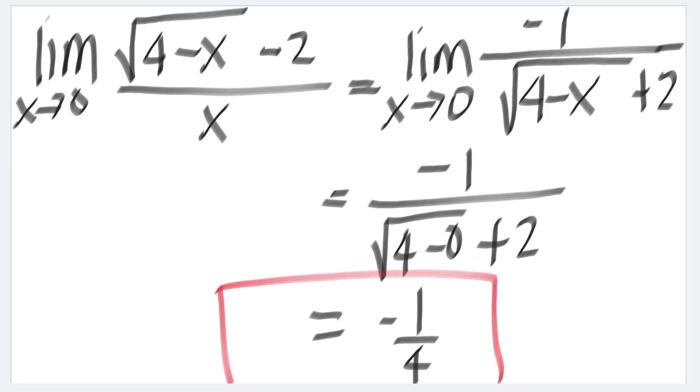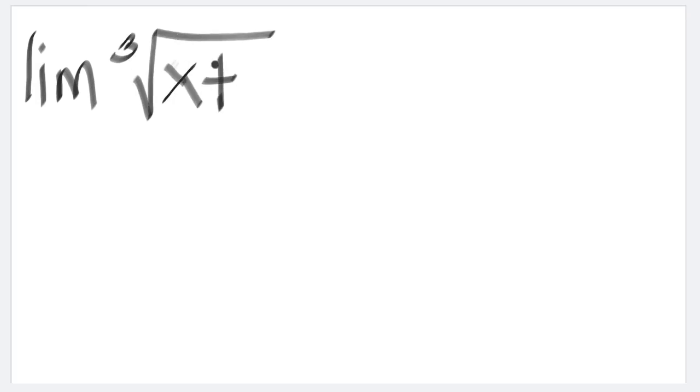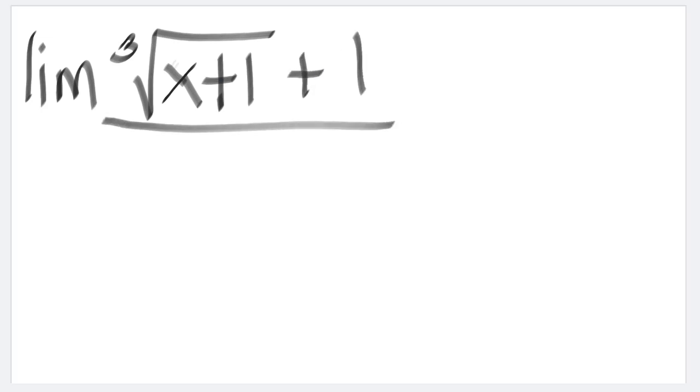Okay, we will have another example for the method of rationalizing. And this time we will get the limit of cube root of x plus 1 and another plus 1 all over x squared minus 4 as x approaches negative 2.